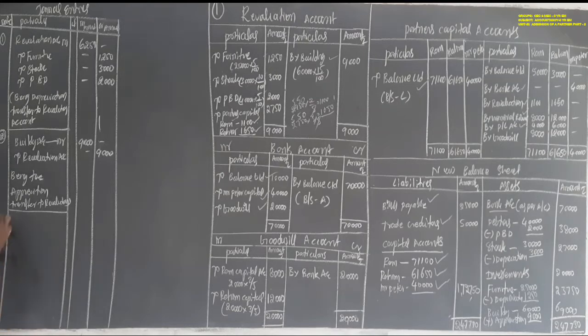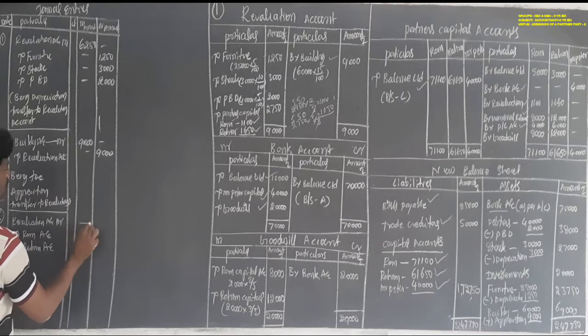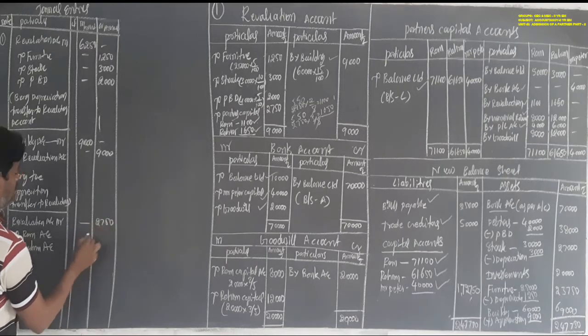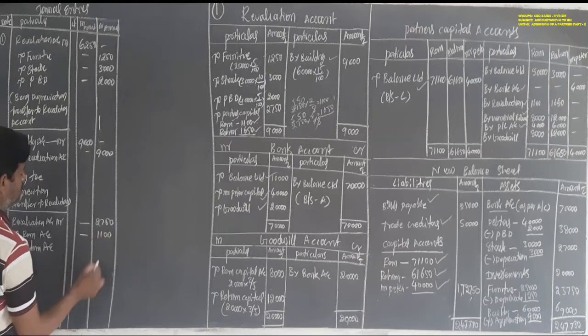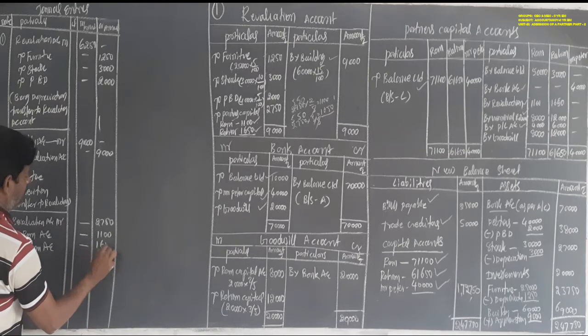Next, third entry, sharing profit among the partners. Revaluation account debit to Ram account, Rahim account. Amount is 2750 rupees, Ram 1100 rupees, Rahim 1650.